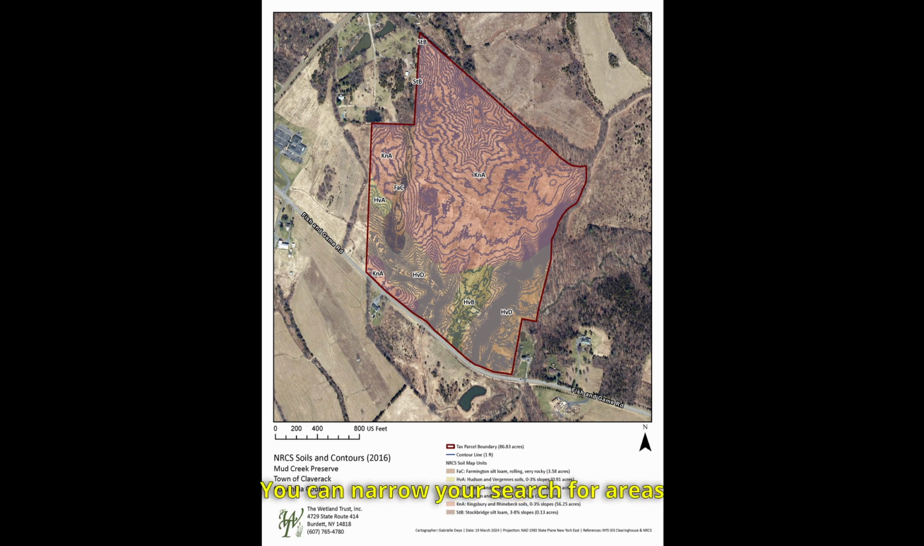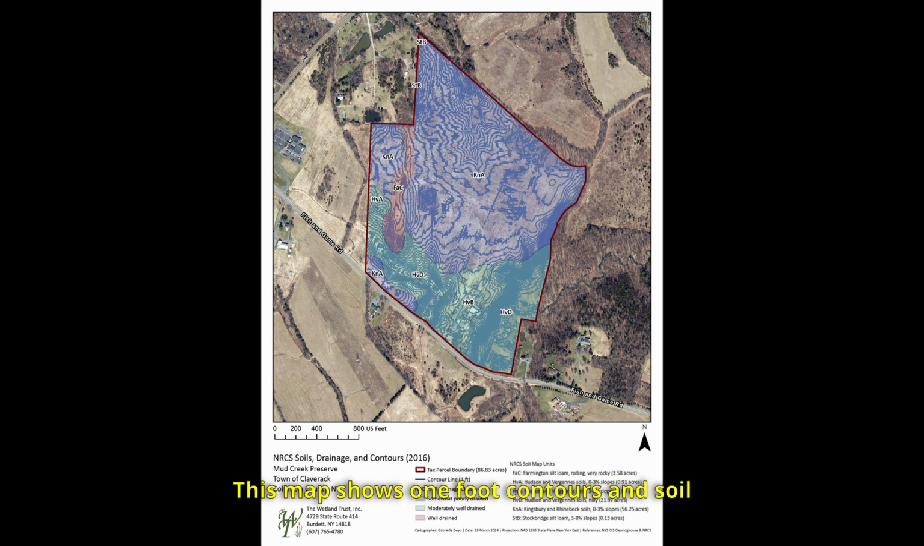You can narrow your search for areas where wetlands can be built by identifying areas where there's no more than a 2 foot change in elevation and the texture of soil is high in clay. This map shows 1 foot contours and soil drainage classes that are identified by the NRCS. Somewhat poorly drained soil is shaded in purple. Moderately well-drained soil is shaded in green, and well-drained soil is shaded in pink.